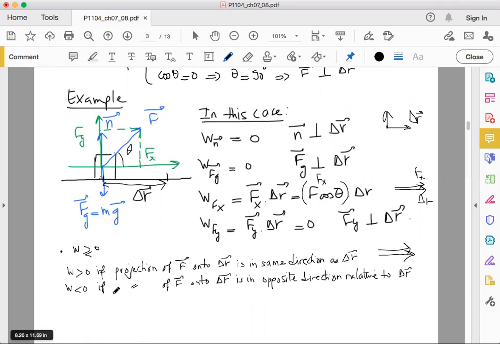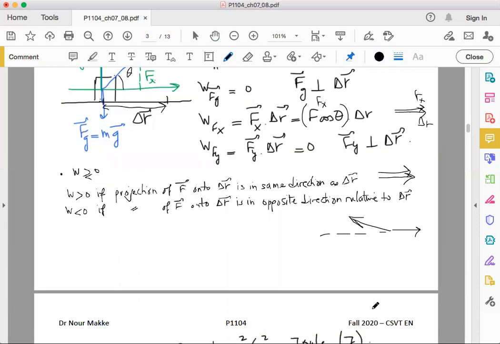W is negative when the projection of F onto delta R is in the opposite direction relative to delta R. So let's suppose that delta R is in this direction. The point is that in this case, the projection of F onto the displacement direction would be in the other direction. So F projected along this line would be negative. Okay.